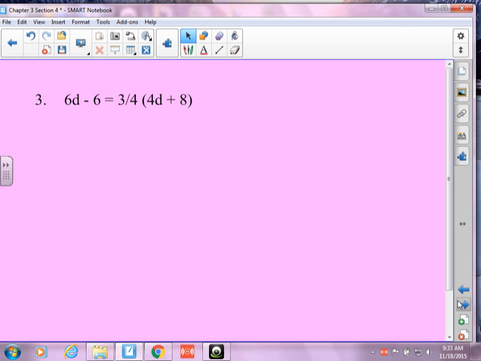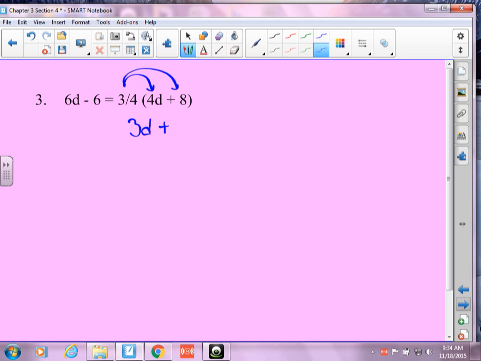What do I do on this one? Yeah, I'm going to distribute. 3/4 times 4 is what? Yep, it's 3D plus 3/4 times 8 is 6. And you should almost be able to do that without a calculator.